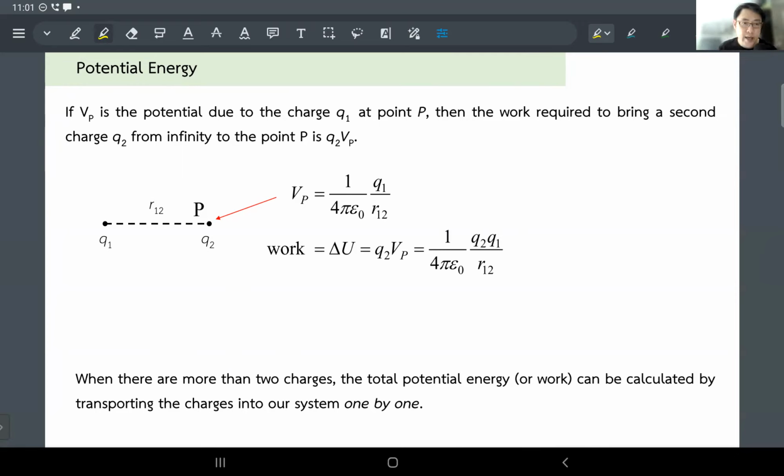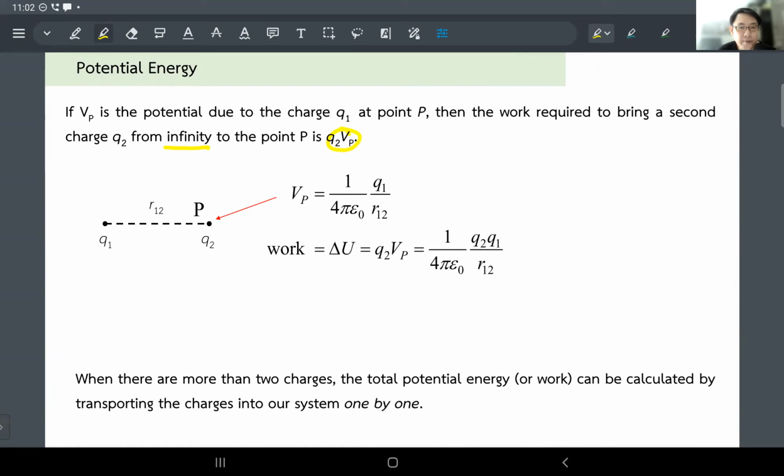If Vp is the potential due to the charge Q1 at the point P, then the work required to bring a second charge Q2 from infinity to point P is Q2 Vp. You agree with me on this one?